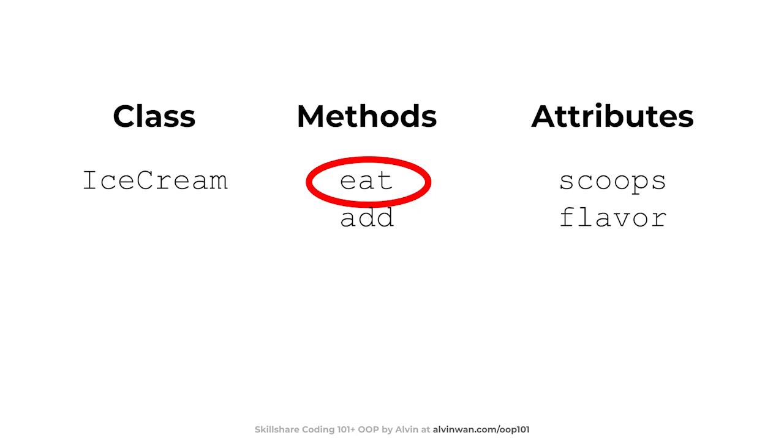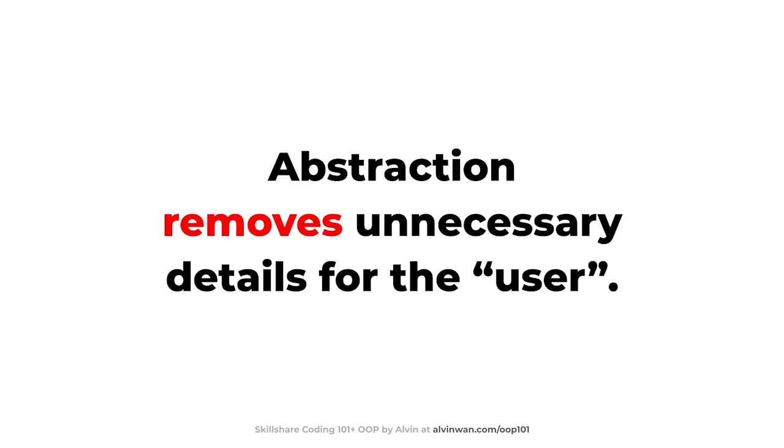As a user of ice cream instances, we can abstract away and ignore how these methods work. We just need a rough description of what the method does. We call this notion of abstracting away details abstraction. To repeat that definition more succinctly, the idea of abstraction is to remove unnecessary details for the user. In our example, the user is the ice cream eater. The person eating knows they can eat the ice cream or add scoops. The unnecessary details, how the ice cream handles eating, are abstracted away. This improves the readability of your code.